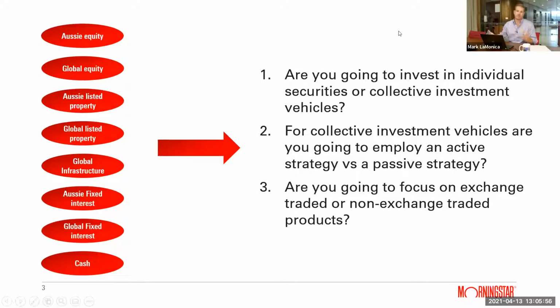Are you going to invest in individual securities? So are you going to go out there and buy an individual stock or bond, or are you going to go into these collective investment vehicles, so funds and ETFs? Are you going to employ an active or passive strategy, or are you going to focus on an exchange-traded product or non-exchange-traded product? So basically what we mean are ETFs or LICs versus funds. Now, for each one of these asset classes, you may make separate decisions.